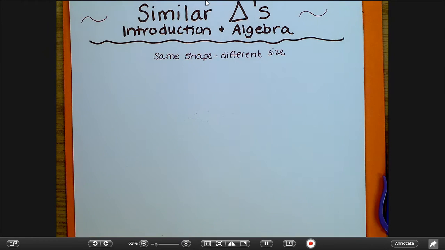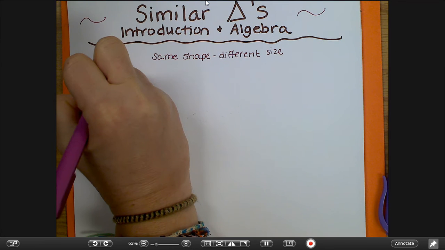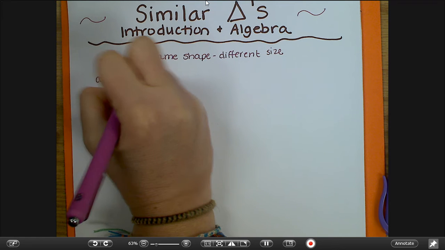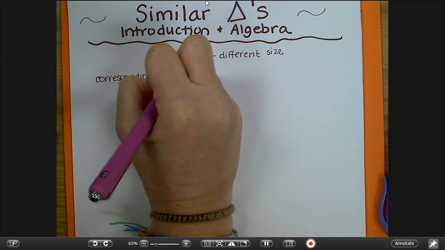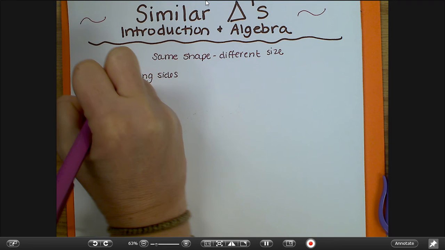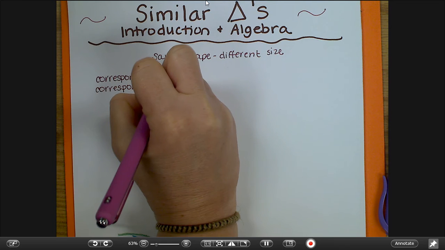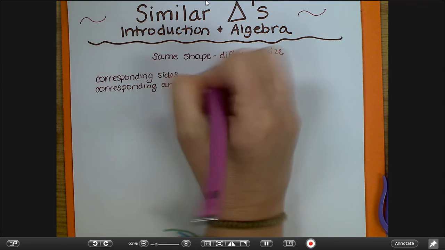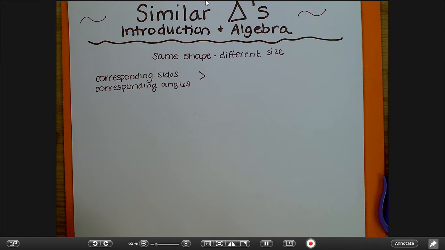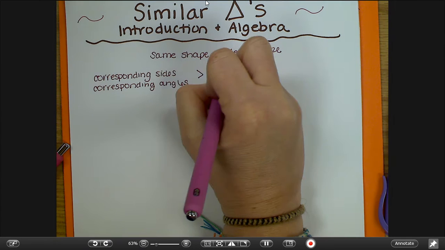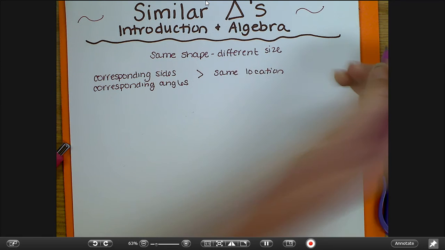All right. A few vocabulary words. We have corresponding sides and corresponding angles. What that basically means, in not fancy words, is that these are sides or angles that are in the same location. They kind of match up.